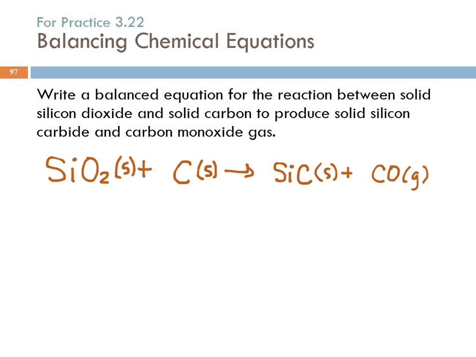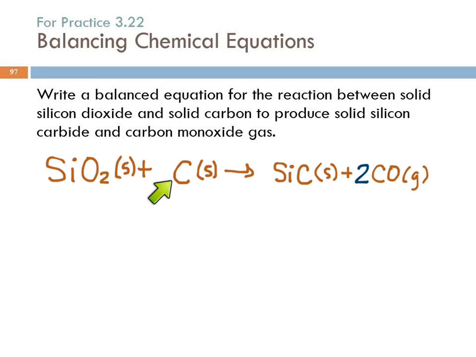So we'll put a 2 here. It's tempting sometimes to write a subscript here that would take care of the problem, but now you've changed the reaction. You can't do that. So now we've got 2 carbons, 2 oxygens. Did that mess up the silicons? No, it didn't affect them at all. So that one's still okay. So we've got 2 oxygens, 2 oxygens.